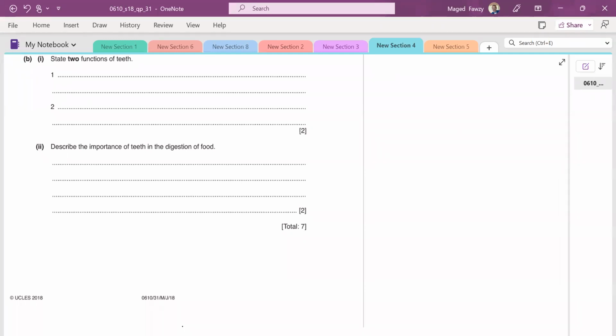Describe the importance of teeth in the digestion of food. Here, kids, we can write mechanical digestion in details. I will give 1 mark because some students tell me, Mr., it helps in the mechanical digestion to break down the food physically into small pieces. All of this is 1 mark. So when do I get the second mark? To be able to prepare the food for the chemical digestion. Okay, so this is to prepare the food for the chemical digestion. Next question.